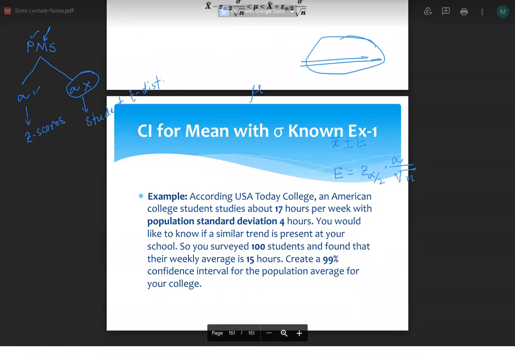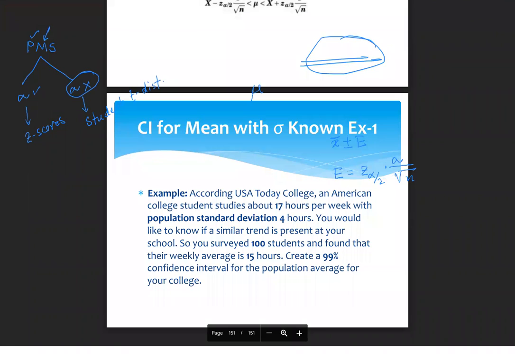According to USA Today College, an American college student studies about 17 hours per week with population standard deviation 4. So that means you're given sigma, which is 4, the population standard deviation. You would like to know if a similar trend is present at your school.